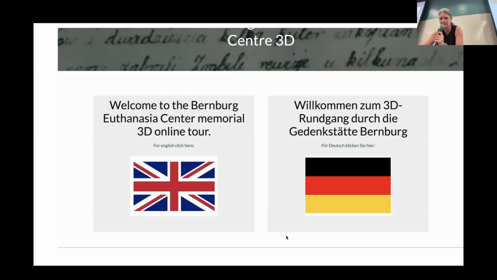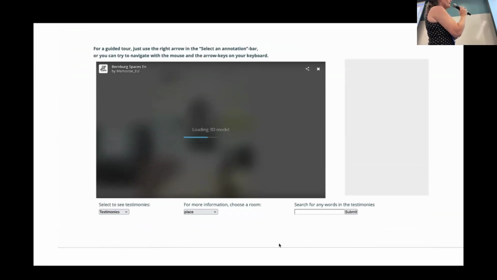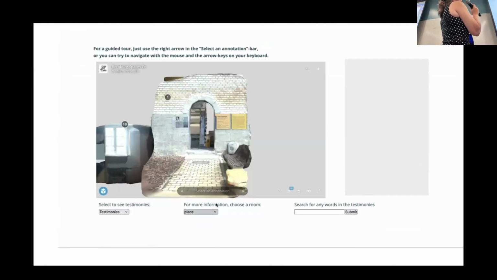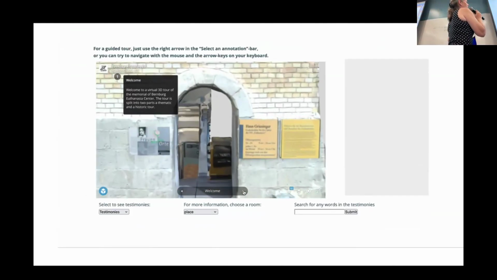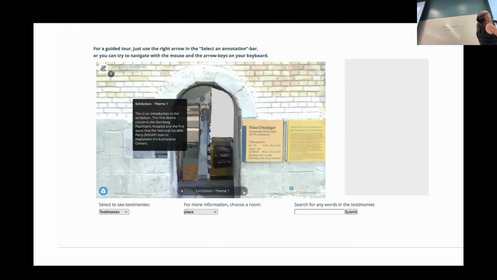Perhaps it will start. Yes. And it's from the Memorize web page, which I, of course, think you should go look at. And this is the model that we created here. This is from the Bernburg facilities. I will tell you about that in a moment.